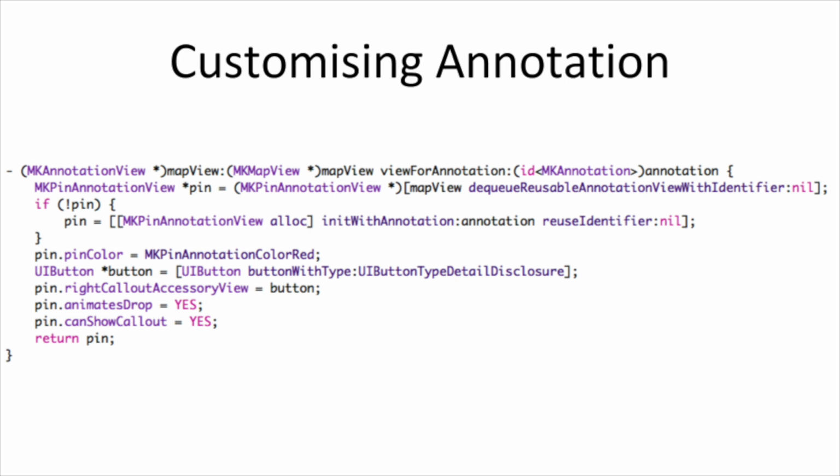And as you can see, once we've got an MKPinAnnotationView, we can set the pin color, the right callout accessory, we can add a button to it, we can animate it appearing on the map, we can display the callout, and at the end of it, we simply return the pin in the same way as we return the UITableViewCell.